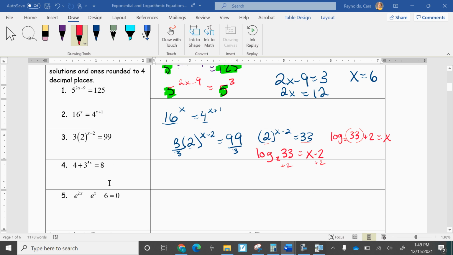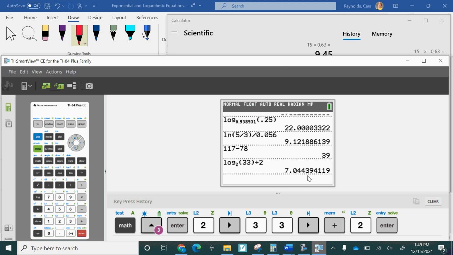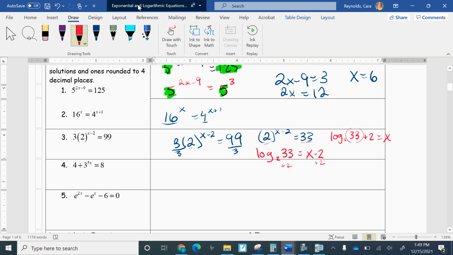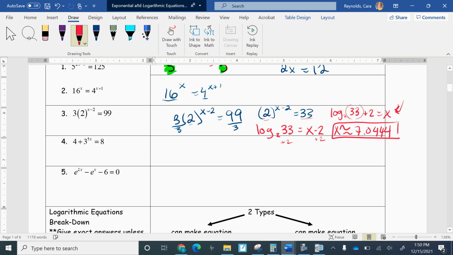4 decimal places, sorry. 7.044, and 4 if I round that 9 up. Okay. So approximately 7.0444. Okay. When it says exact solutions, it's talking about this line right here. So we don't type it into our calculator until we have our variable isolated. And that's the best way to approach that.